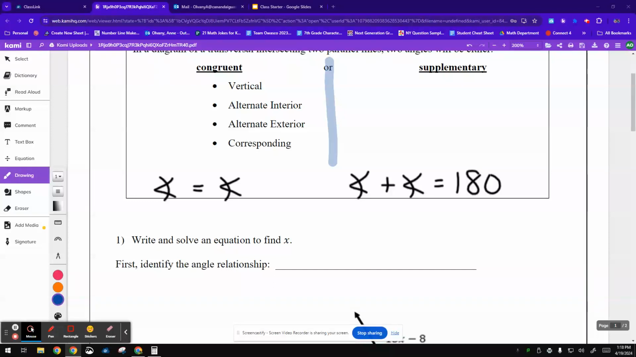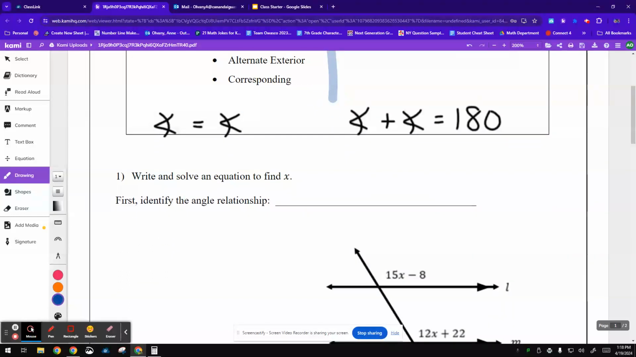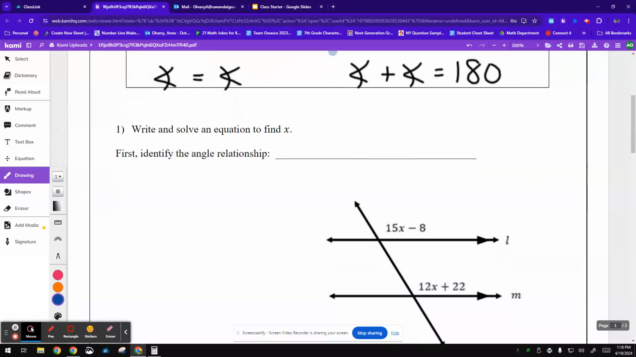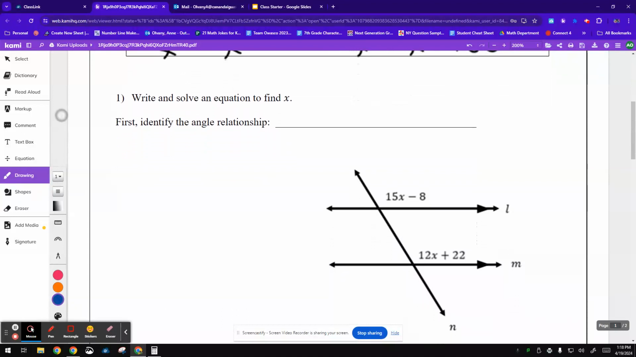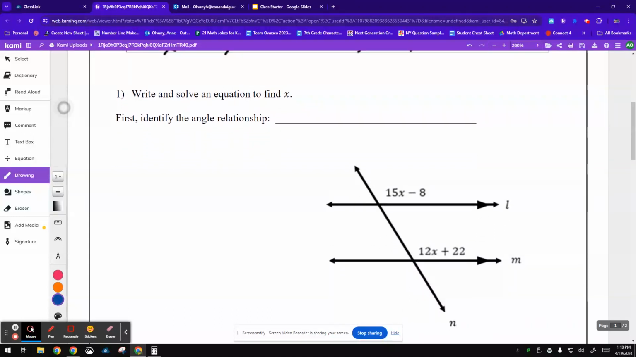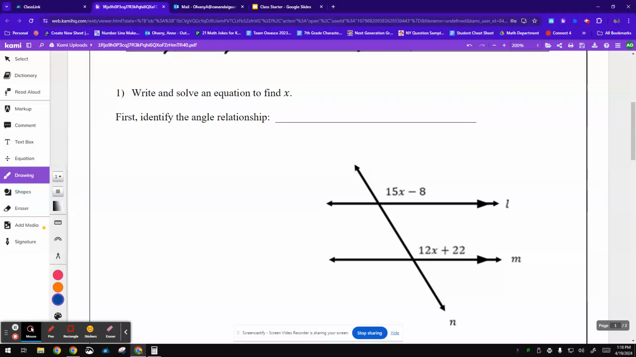So, number one, we're going to write and solve an equation to find x. First, identify the angle relationship. So take a look at what you've got there. You have your two parallel lines, L and M, cut by a transversal line N, creating four angles.